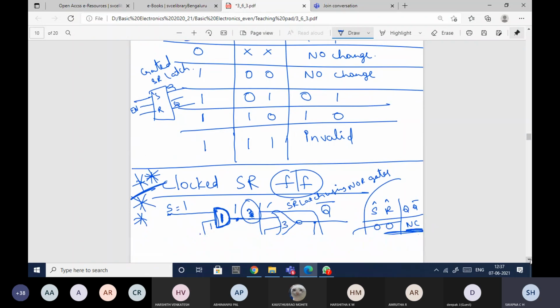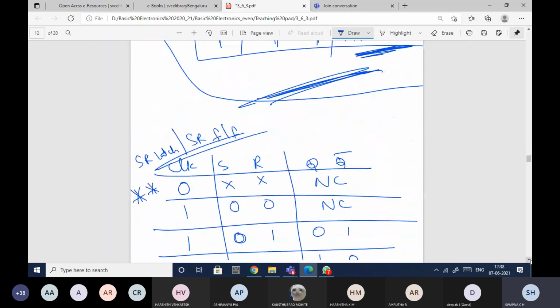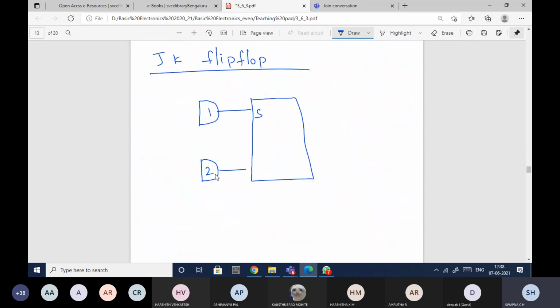Fine. So I'll come back to this JK flip-flop. In the JK flip-flop, the output of the first AND gate is given to S, the output of the second AND gate is given to R. This is the Q output and this is the Q bar output. One input to the first AND gate will be J, and one input to the second AND gate will be K. The next input will be the clock signal I'm giving here again. This is Q and Q bar.